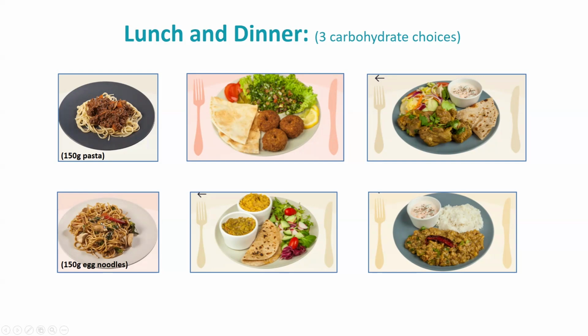Or this person has had an egg noodle, and chicken and vegetable stir fry. And so 150 grams of egg noodles is 3 carbohydrate choices, and they've had their protein and vegetables along with it. And then in the bottom right hand corner here, we can see this person has had a vegetable curry, so no carbs there. And then they've had 1/4 of their plate covered in cooked rice. That's roughly 2 carbohydrate choices. And then they've had a pot of yogurt or curd, which would give them another carbohydrate choice. So in total, 3 carbohydrate choices for this meal as well.